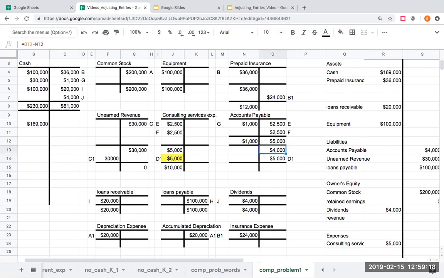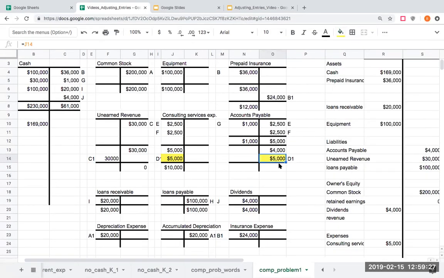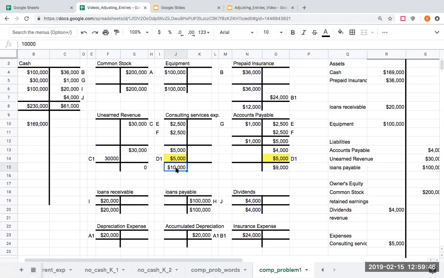Well, my accounts payable had an ending balance of $4,000. I'm making the adjustment right here for $5,000. And so my ending balance here for accounts payable is going to be $9,000. And so with this one adjusting entry, have I now shown that for the entire period, our consulting services expense was $10,000, which is correct? That is the correct amount of expense. Is my correct balance in accounts payable $9,000?